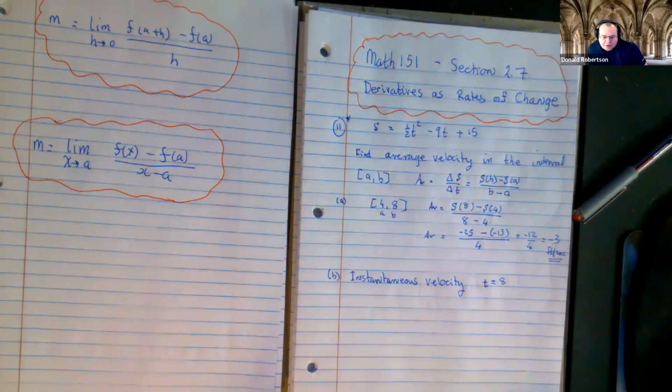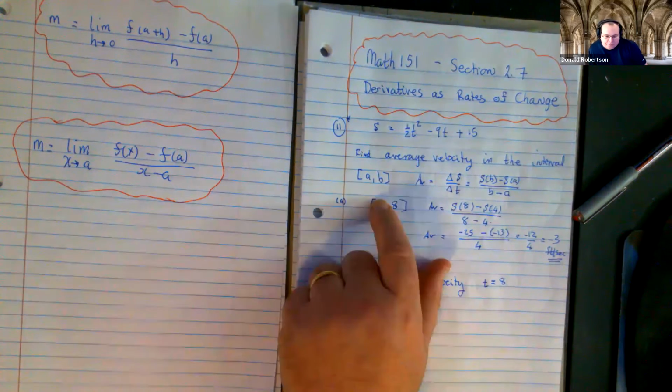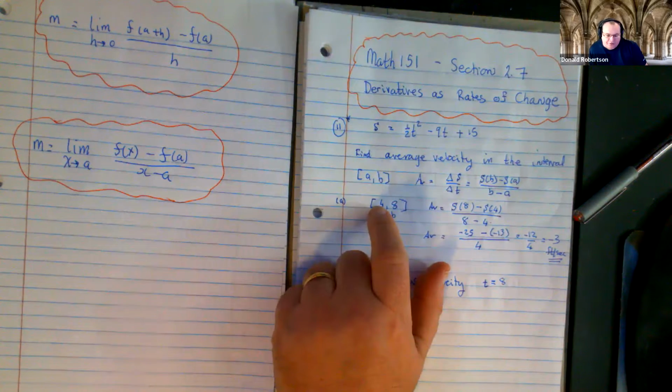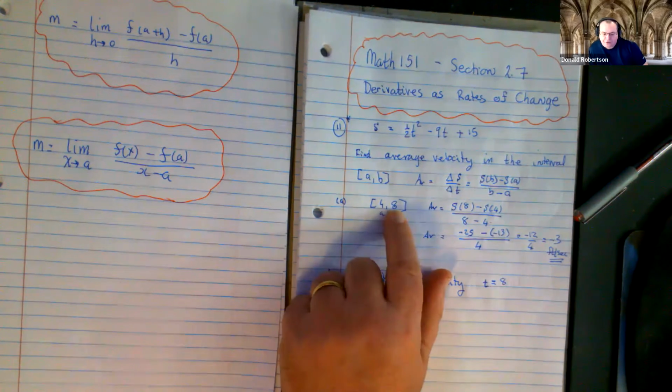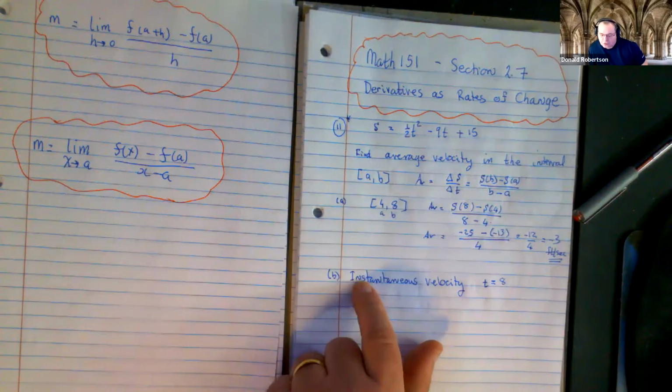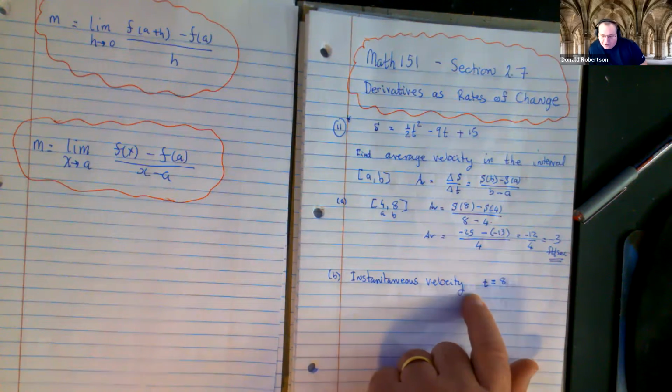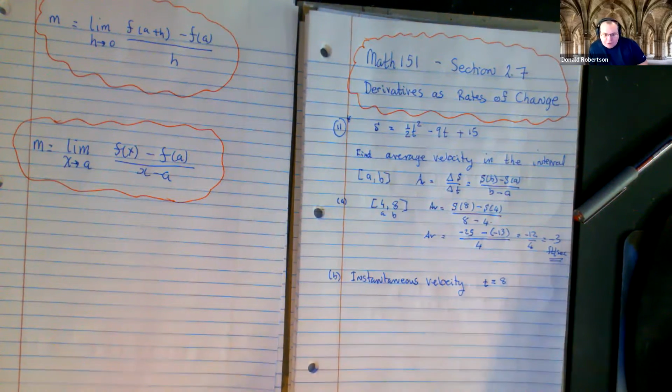Now you could change that interval from 7 to 8 to 7.999 to 8. If you move closer and closer, let's say to 8, you'll eventually get what's called the instantaneous velocity. That would be if you were in the object that was moving and you looked at the speedometer and you said, okay, 8 seconds, and you looked at the speedometer, what would it be going at? That's kind of your instantaneous velocity. And you get it from one of these two.